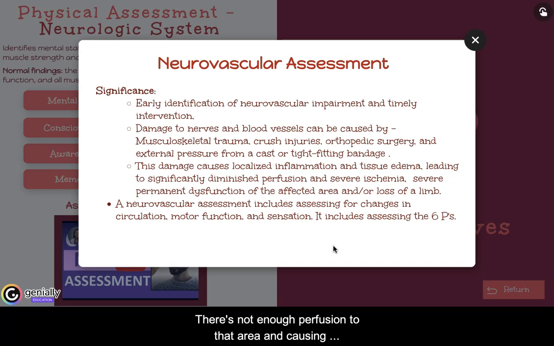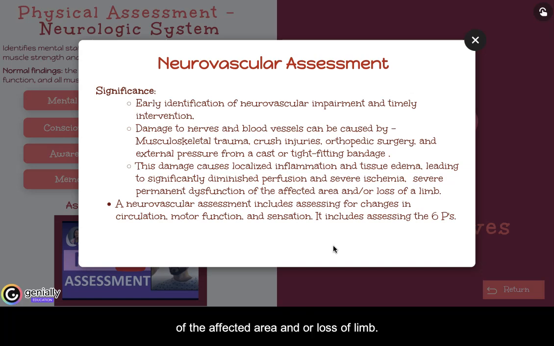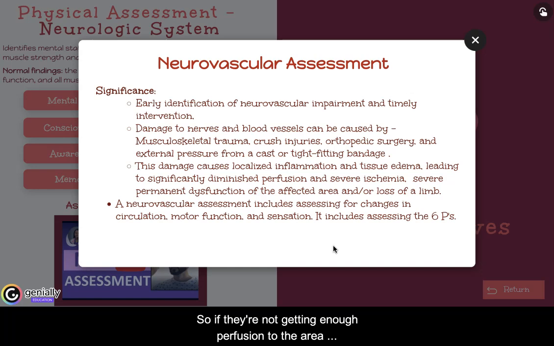This damage can cause localized inflammation and tissue edema and leads to significantly diminished perfusion. There's not enough perfusion to that area, causing severe ischemia, severe permanent dysfunction of the affected area and loss of limb. So if they're not getting enough perfusion to the area, it causes ischemia and they can lose that limb.